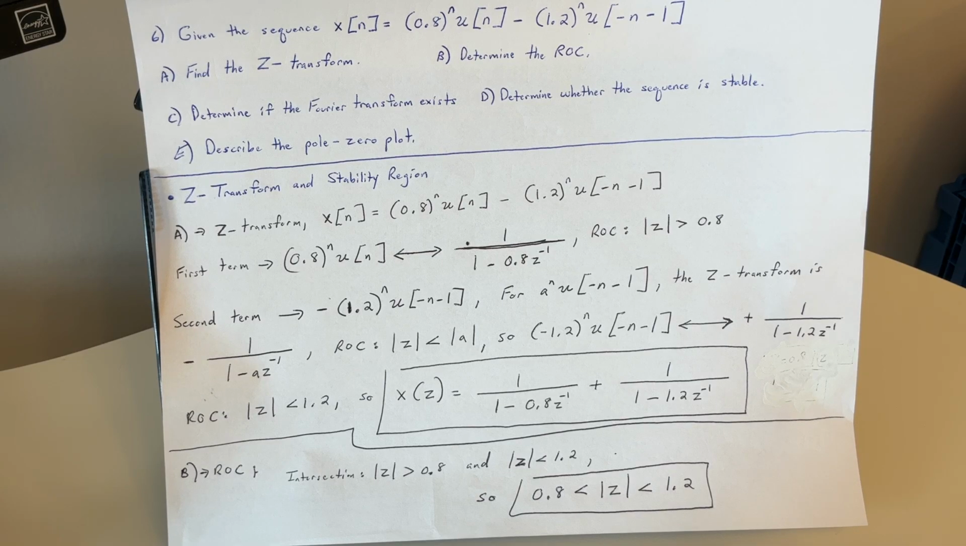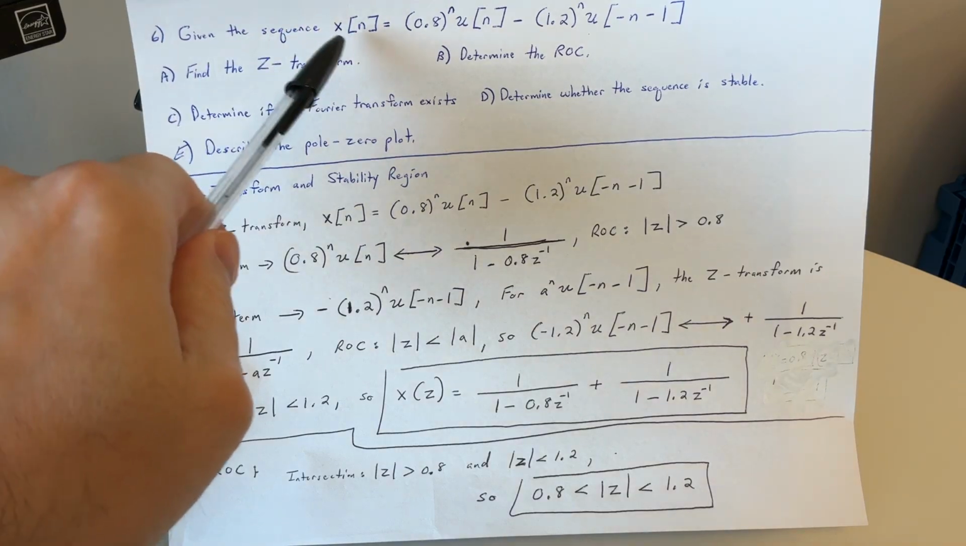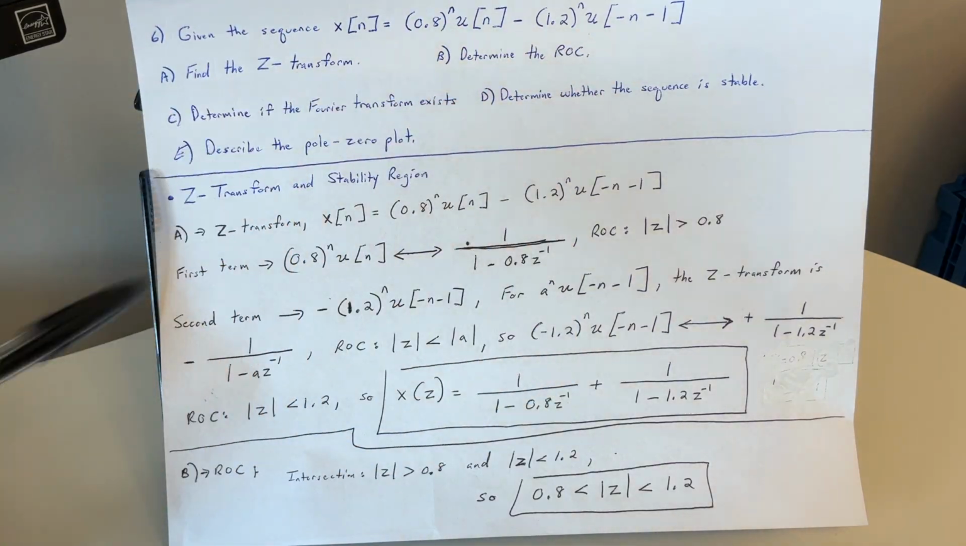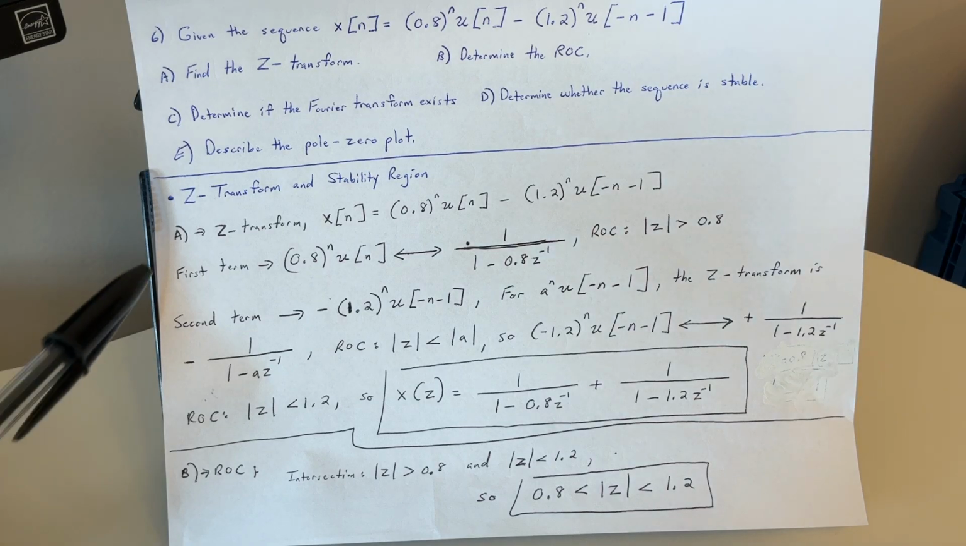So here's part 3 of the signal processing practice final exam. Number 6: given the sequence x of n equals the following, we want to find the z transform. This is a z transform in the stability region.